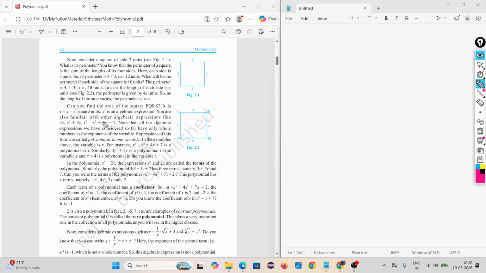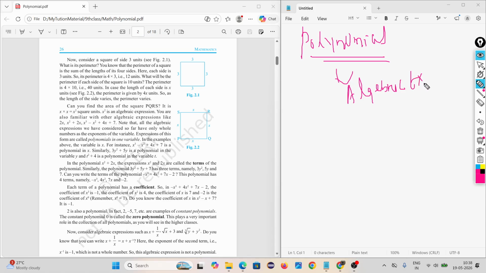You are also familiar with other algebraic expressions like 2x, x square plus 2x, x cube minus x square, 4x plus 7. Note that all the algebraic expressions we have considered so far have only whole numbers as the exponent of the variable. Expressions of this form are called polynomials in one variable. Then what do you mean by polynomial? It is nothing but an algebraic expression.